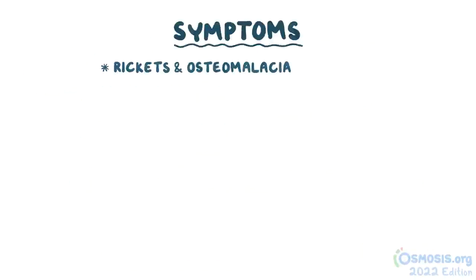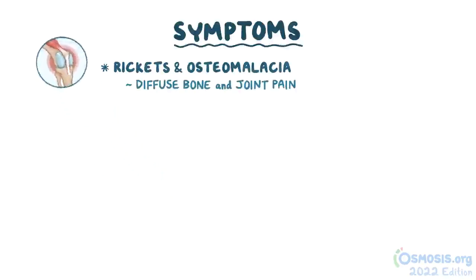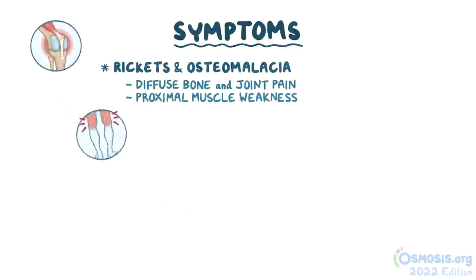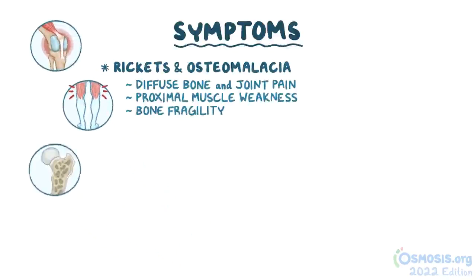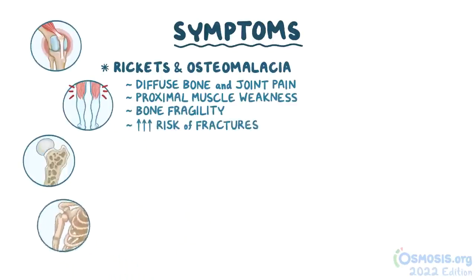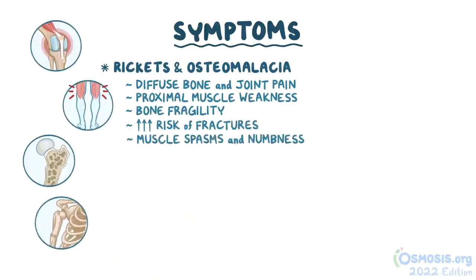With both rickets and osteomalacia, symptoms include diffuse bone and joint pain, proximal muscle weakness, bone fragility, and increased risk of fractures with minimal trauma. Because of low levels of calcium, there may also be muscle spasms and numbness.